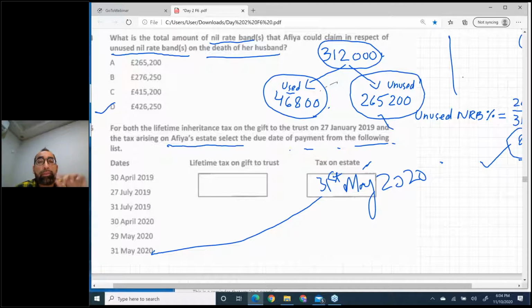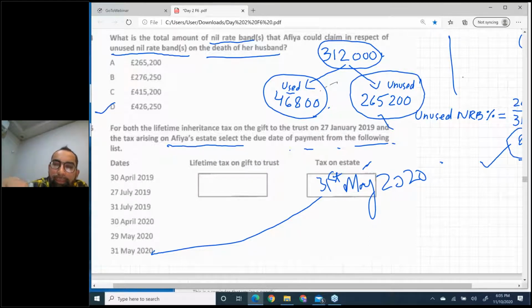Now there is one tax which is paid when you are alive, and that is lifetime IHT on CLT. That is a little bit technical, lengthy. In that case you have to go for two dates. You have to mark two dates and opt for the later date.